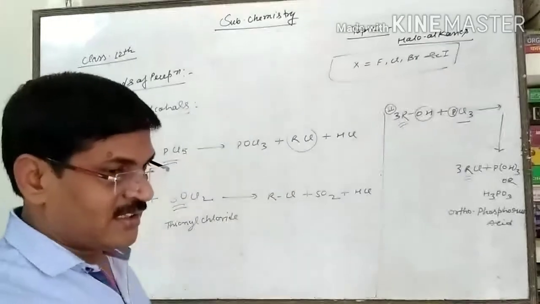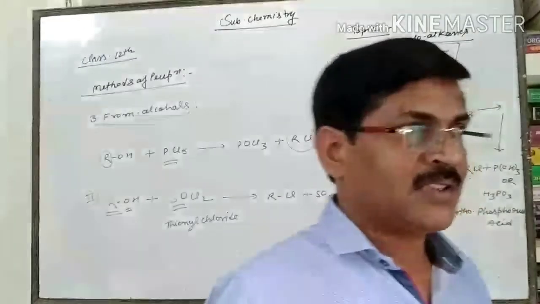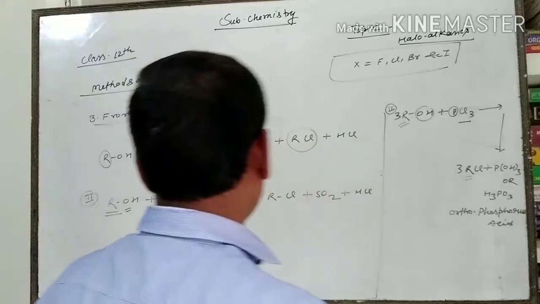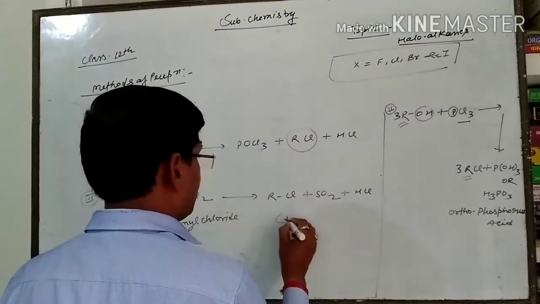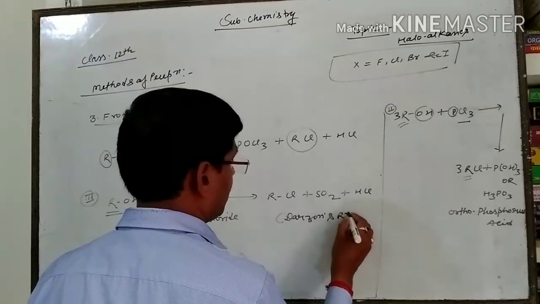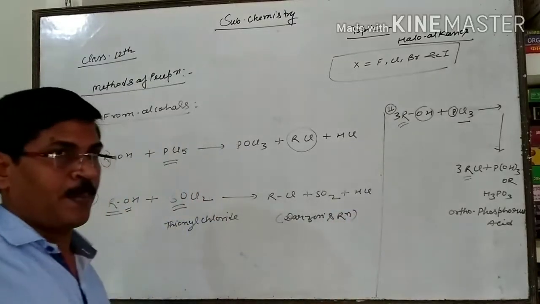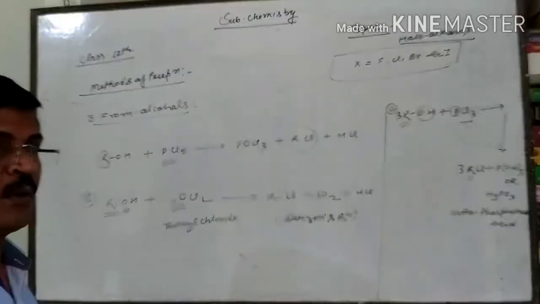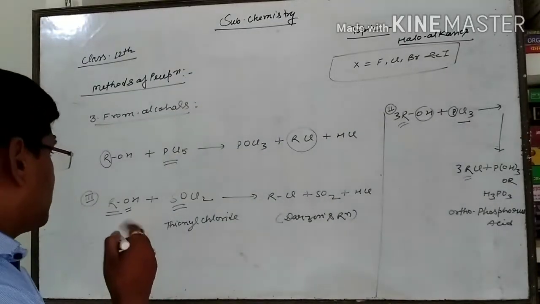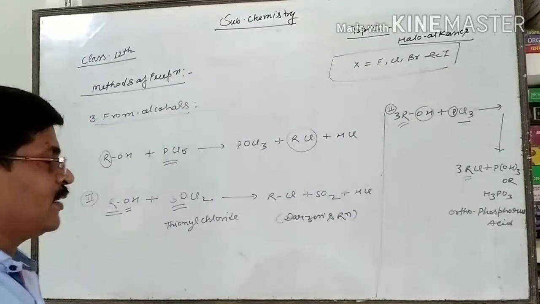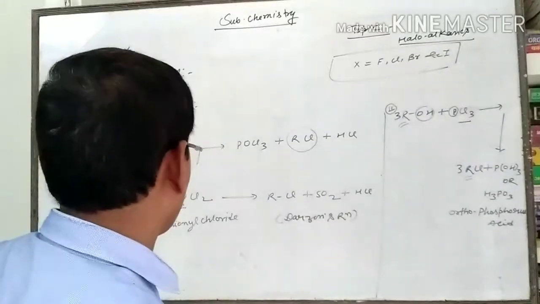And this reaction is known as, sometimes in the named reaction also can be asked, this one is the Darzens reaction. So if anyone asks you what is the Darzens reaction, then you can write: when alcohol reacts with thionyl chloride, then it will give alkyl halide with formation of sulfur dioxide gas and hydrogen chloride.